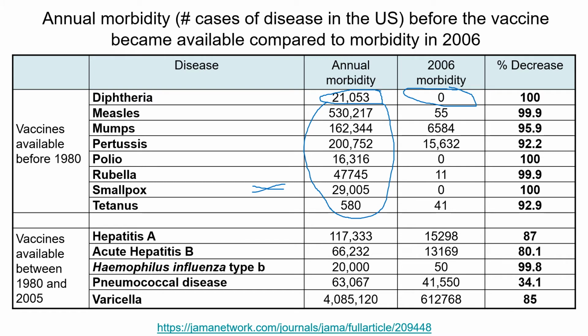There's a few other vaccines here you can see in the bottom part of the list. These are newer vaccines introduced after 1980. The cases are going down, and those diseases we're working on, and we'll see what that looks like in the decades to come.